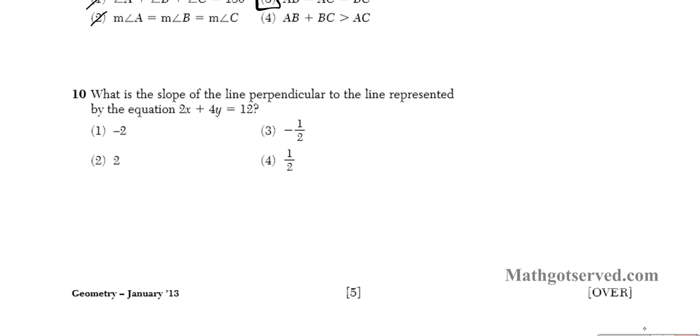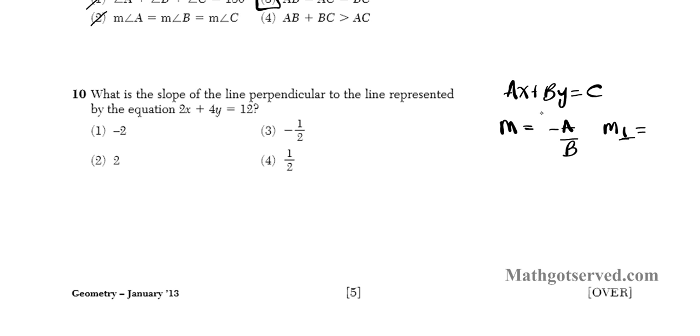All right, let's take a look at option number 10. It says, what is the slope of a line perpendicular to the line represented by the equation 2x plus 4y equals 12? Now, there are 2 ways of doing this. One way is, notice this equation is in standard form. So if you have an equation in standard form, ax plus by equals c, the slope, m, is given by negative a over b. Okay? And the slope of a line perpendicular to it is the inverse of that slope, the negative reciprocal.